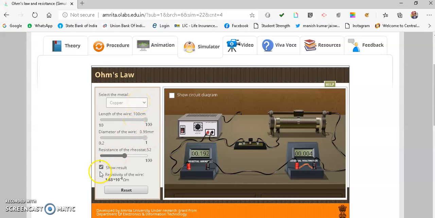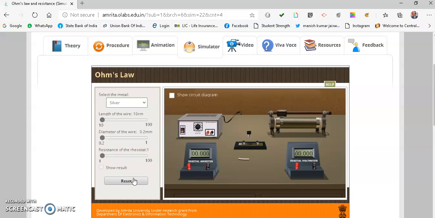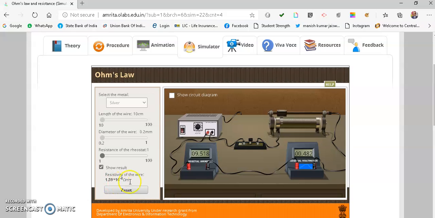If I go to this tab, I just change the value from copper. I will have to reset it, and I have put silver here. Again I will connect this ammeter, this voltmeter to the rheostat, to the key, and this key again to the battery. Now I will pull this silver, attach it to the ends of the voltmeter, put this key in, and show the result. I get this much resistivity.